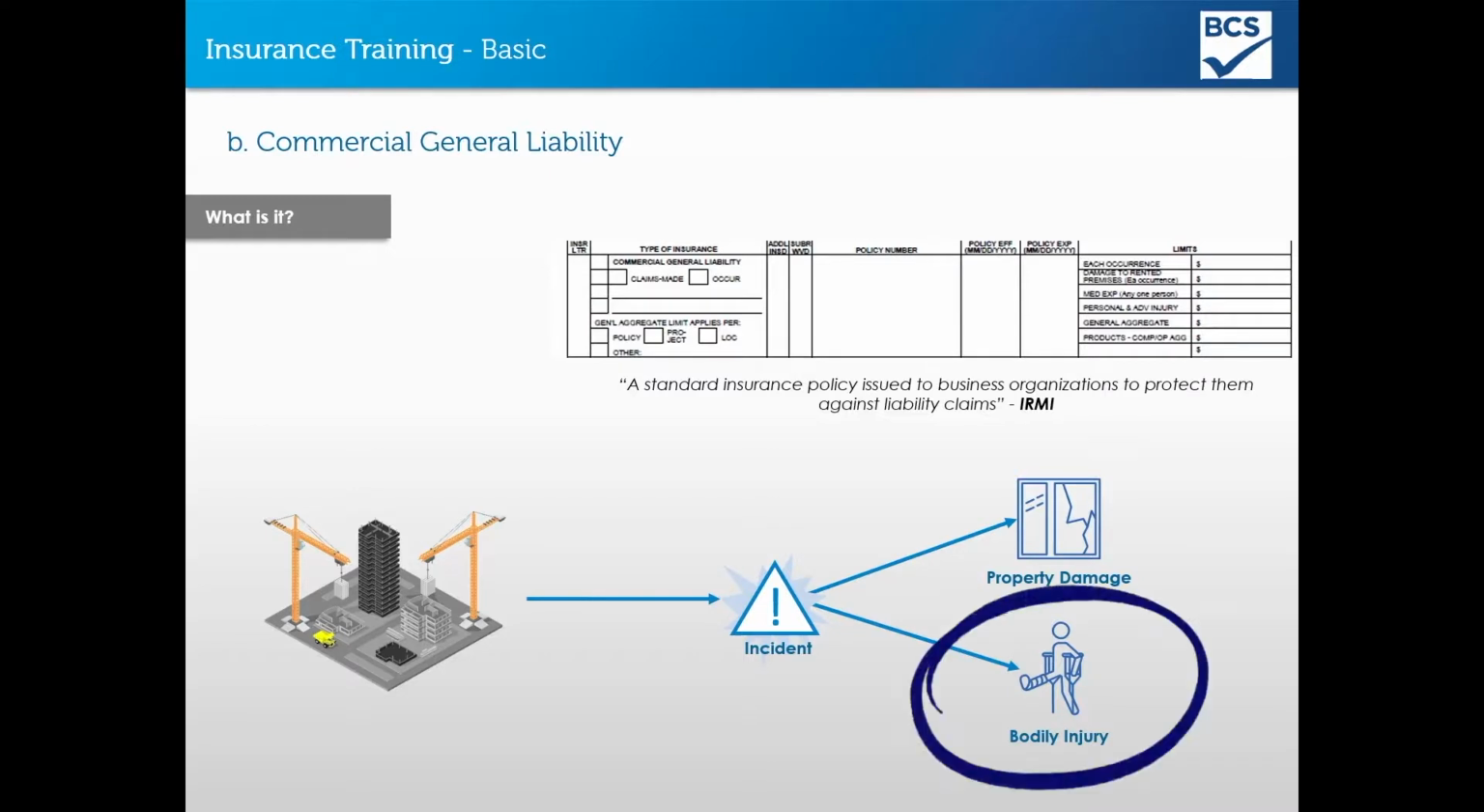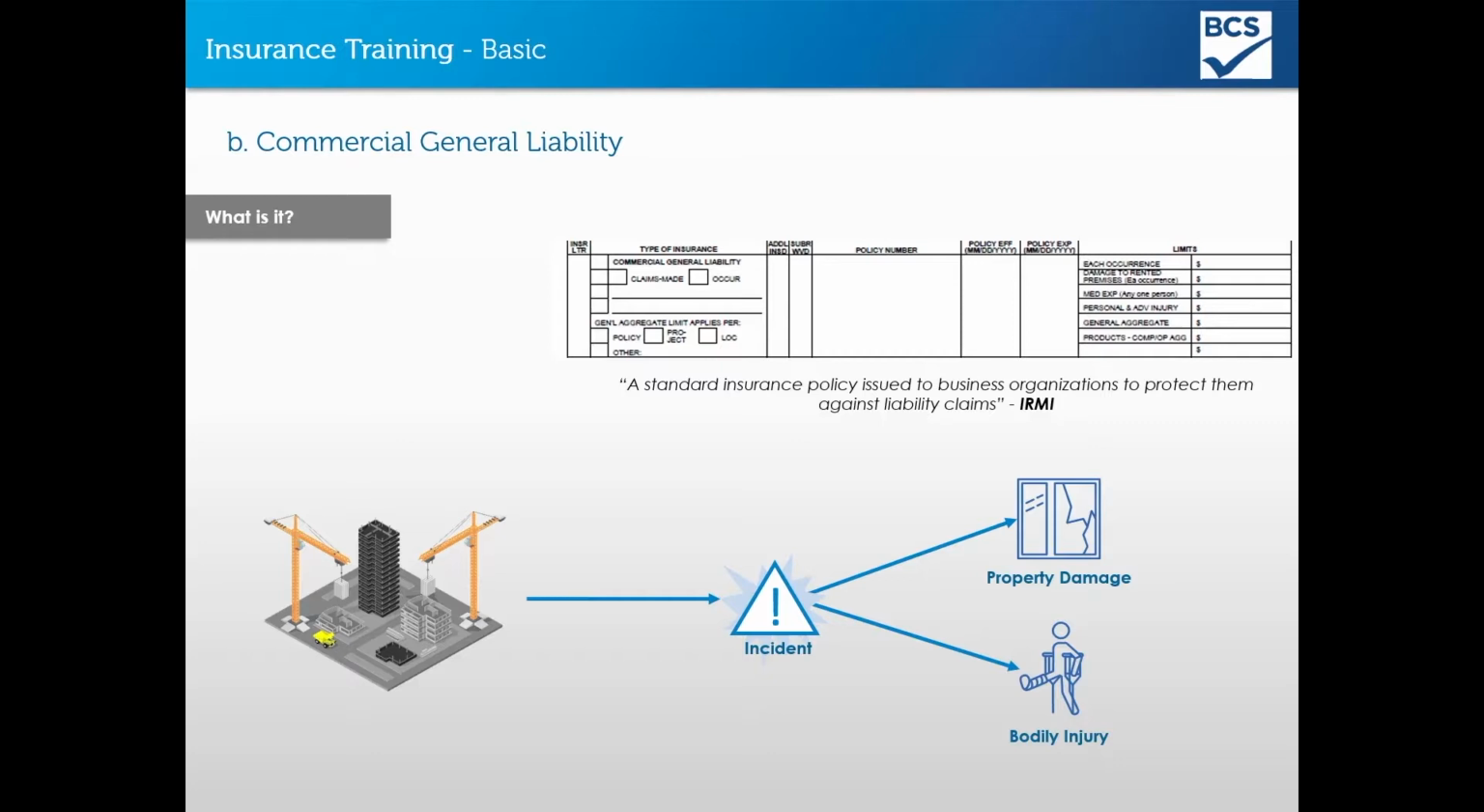Let's say a painter is working on a building and they fall off a ladder, they injure themselves. That would be a bodily injury example. If the same painter's ladder tips over and a window is broken, that would be an example of property damage. Both examples are types of claims that could go against a CGL policy.